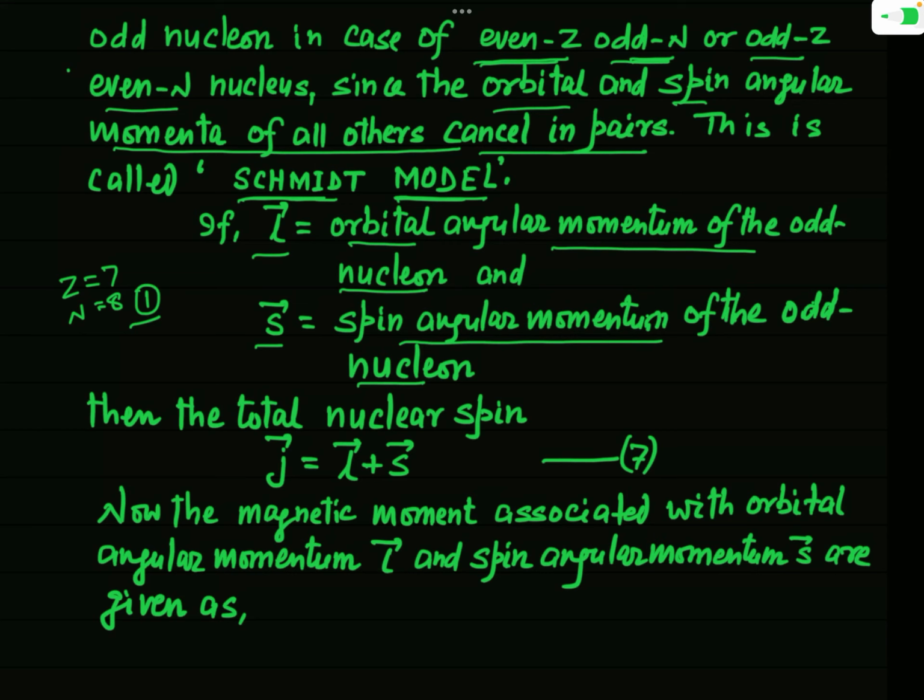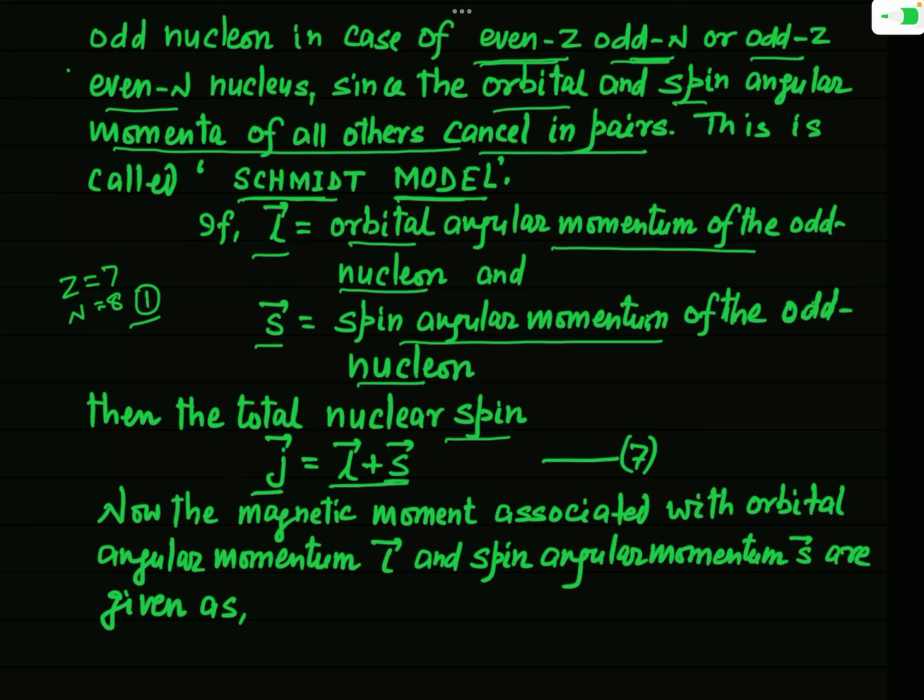Now you know that the total nuclear spin, or total angular momentum, is denoted by the symbol J. This will be equal to L plus S. When you add the orbital angular momentum of the odd nucleon and the spin angular momentum of the odd nucleon, you will get the total angular momentum of the odd nucleon. And that total angular momentum, which I have denoted by the symbol J, is also called nuclear spin. So nuclear spin J is equal to L plus S.